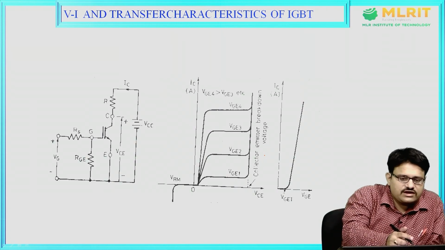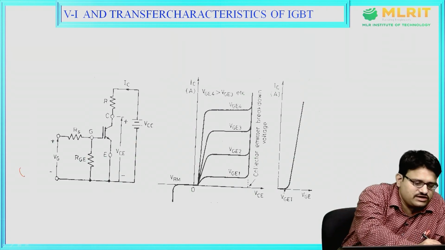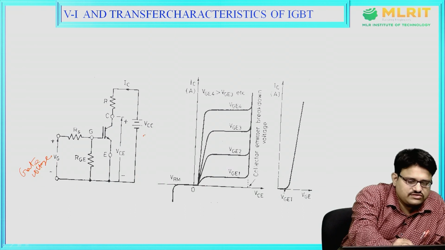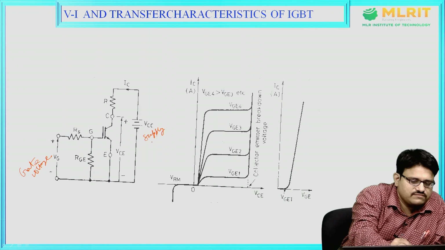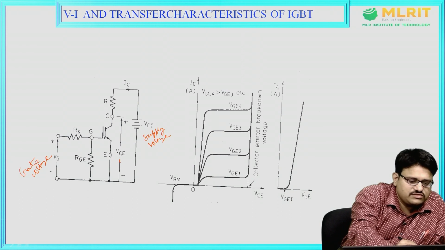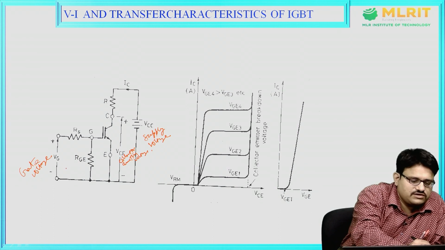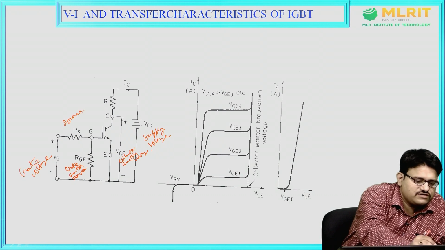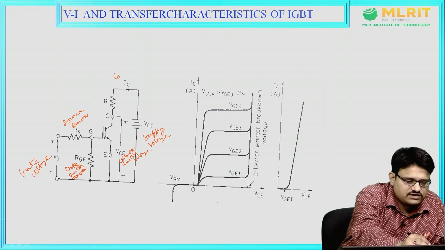This is the VI transfer characteristics circuit of IGBT. This is the gate voltage, and this is the supply voltage, and this is the collector emitter voltage, and this is the gate emitter resistor, and this is the source resistor, and this is the collector current.